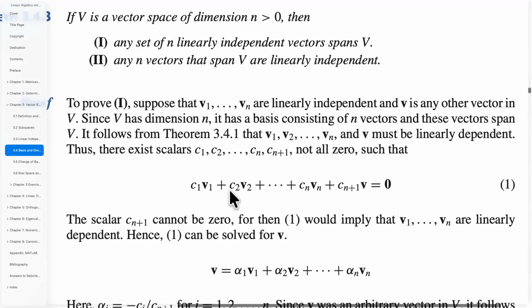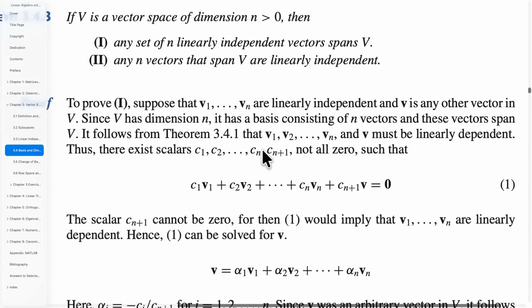We consider the solution of C1 V1 plus C2 V2 plus and so on plus Cn Vn plus Cn plus one V equal to zero. We consider this as an equation. This equation has a non-all-zero solution, right? Because we have n plus one vectors here.